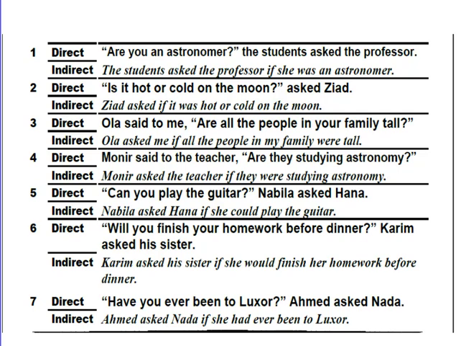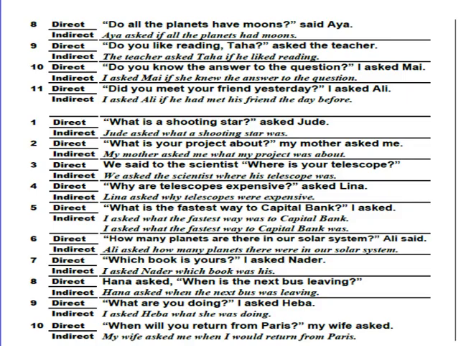Number 7, "Have you ever been to Luxor?" Ahmed asked Nada. So Ahmed asked Nada if she had ever been to Luxor. Number 8, "Do all the planets have moons?" said Aya. Aya asked if all the planets had moons.